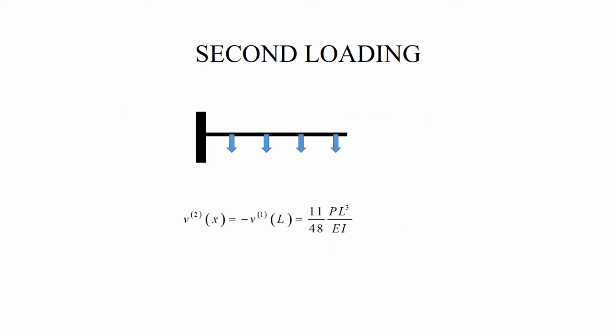And now my second loading says that V2 of x is a rigid body translation. So for all points it is constant, and it's equal to minus V1 of L, which means that every point moves down by 11 over 48 PL cubed over EI. This includes this point. So 11 over 48 PL cubed over EI is the displacement at x equal to 0.